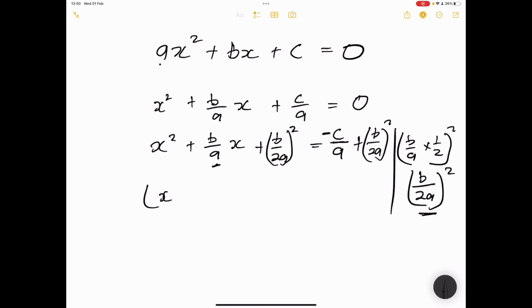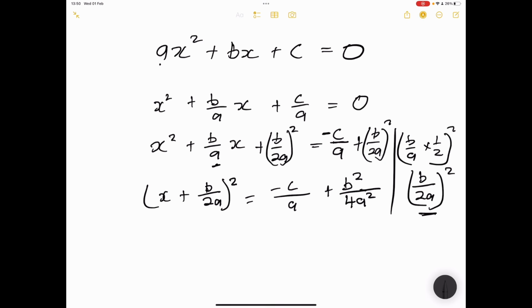Now we open the bracket there. We factorize, so that's going to be x plus b over 2a squared is equal to, now on the other side, what I've got is minus c over a plus b squared over 4a squared. Okay, so I want you to think about that one.